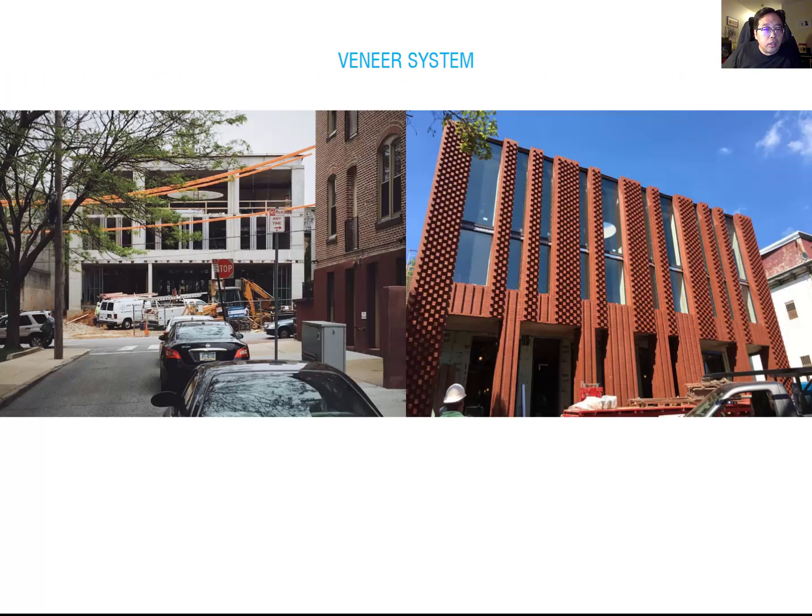So you can see the actual construction image. We use the concrete as the main structure, and then you can see the curb here. This is a curb to support the brick. Okay, so after the concrete, we add the insulation, and then we add this brick veneer over this structural wall.